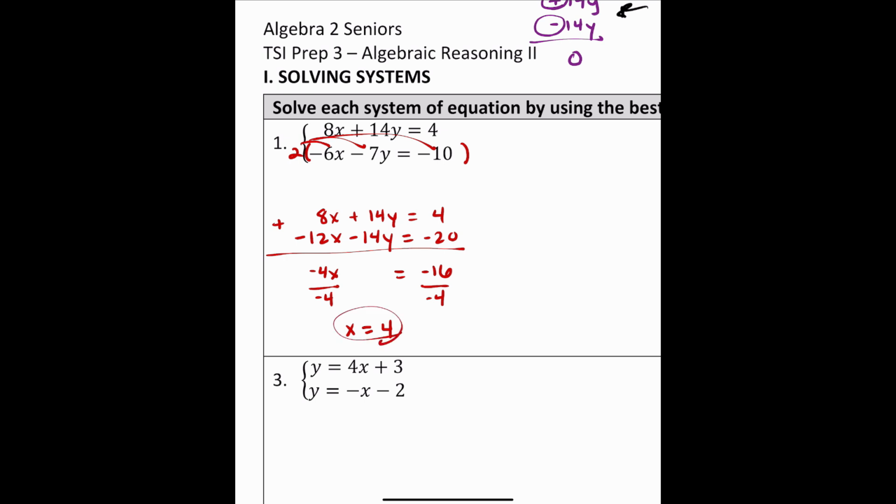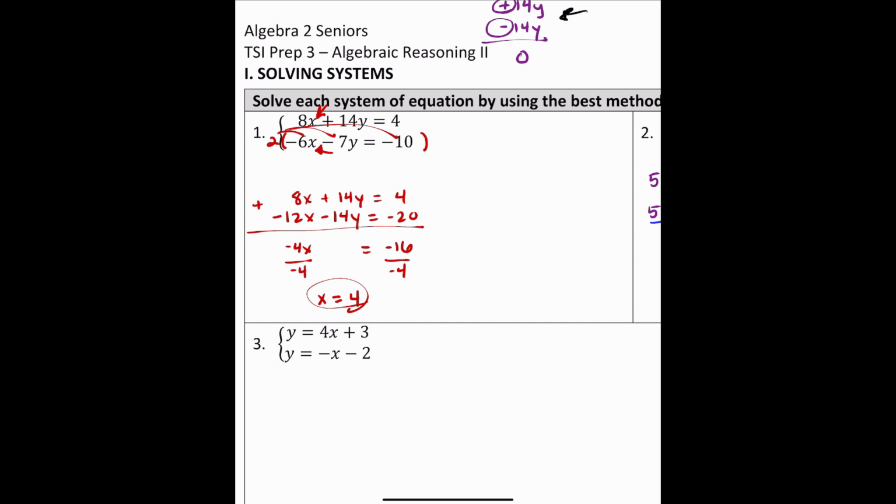So we know that x is positive 4, but what is y? So I can go ahead and replace this x or that x with 4. It doesn't really matter what you choose. You're still going to get the same answer, but I'm going to go ahead and use the first equation to figure out my y. So we have 8 times 4 plus 14y equals 4. And 8 times 4 is 32 plus 14y equals 4.